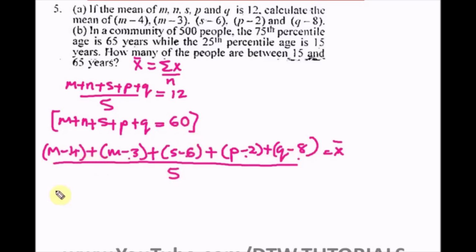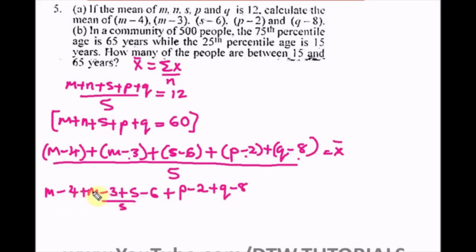In opening the bracket, we have M minus 4 plus N minus 3. This positive isn't going to affect any of the signs, because positive times any sign will still be the same sign. Positive times negative will still be negative. So we can simply open the bracket for everything. And this is S, not 5. So we have plus S minus 6 plus P minus 2, then plus Q minus 8. And remember, all divided by 5.